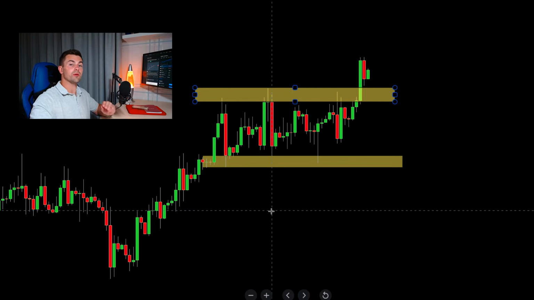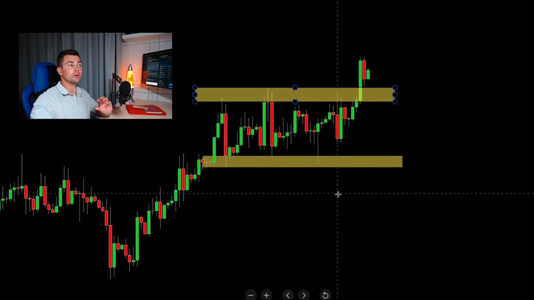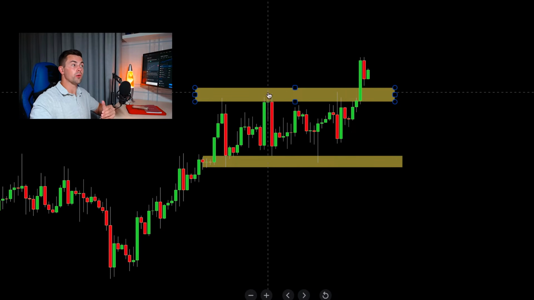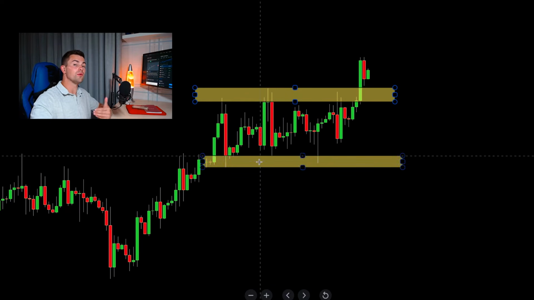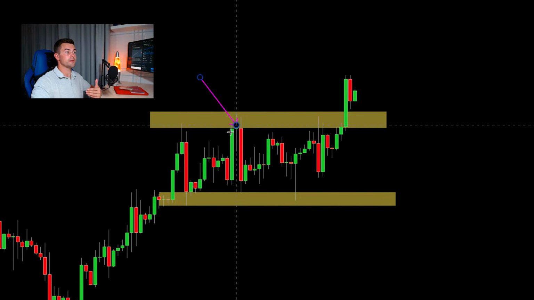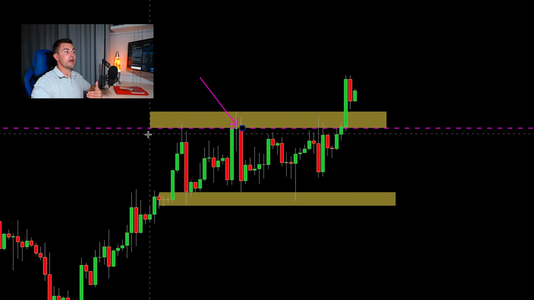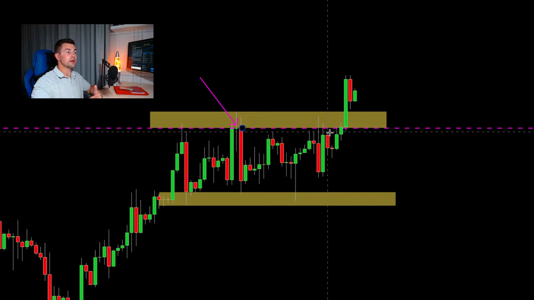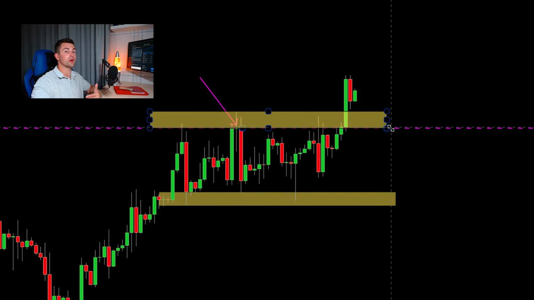And here I rely on a very simple rule. If I want to buy the broken structure, the broken resistance that turned into support, I simply look for the highest candle close within the zone. And right here, look, here's our highest candle close. So I simply draw the horizontal line based on that, and that level gives me my entry for the trade, and I will buy the market with a buy limit from that level.